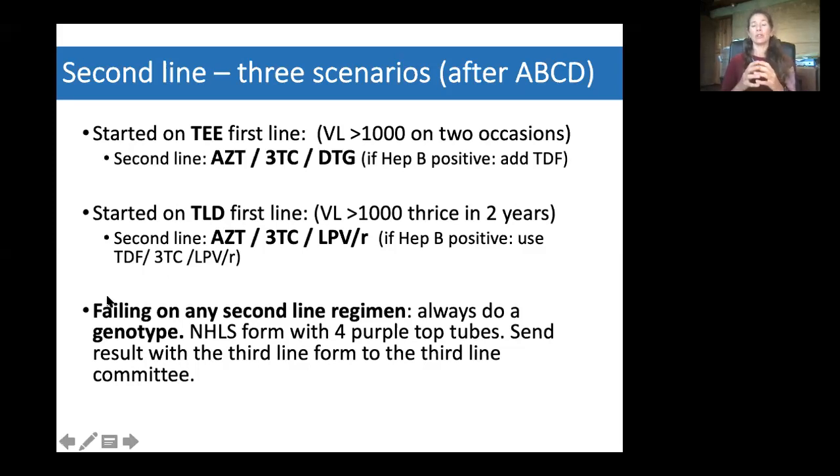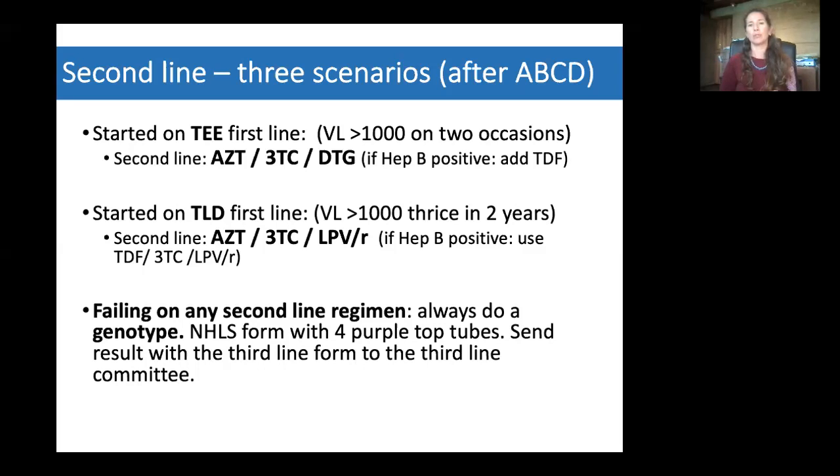Great. So the way you do that is you look on the back of the NHLS form. There's a whole little bit on drug-resistant TB testing. Just fill that in properly. And then you have to submit 4 purple top tubes with that form. And once you've got your genotype result and the patient is resistant to one of the PIs or to dolutegravir, then you're going to have to send that form in to the third line committee.